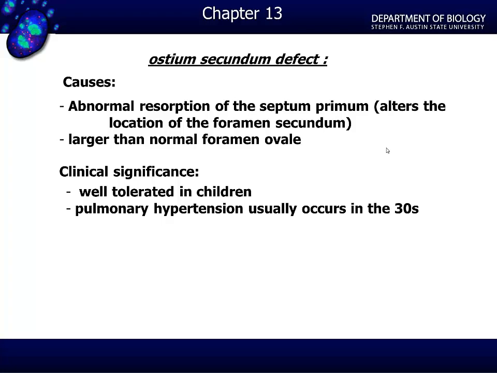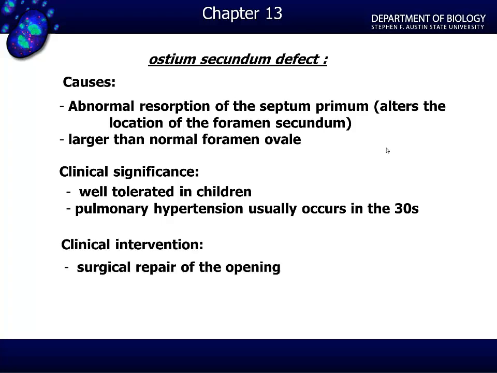In children, it is not going to be a big deal. But once you get into your 30s, you may begin to see some pulmonary hypertension. And here we're going to have a case where we can actually do surgical repair of this opening. Now, this surgical repair used to be a big deal, open heart surgery, but these days it can be done with a catheter.